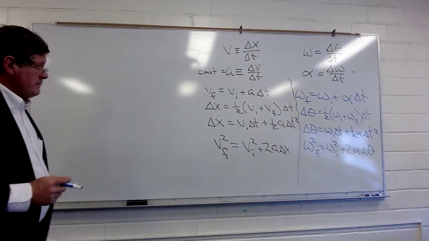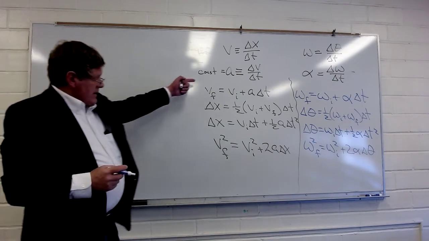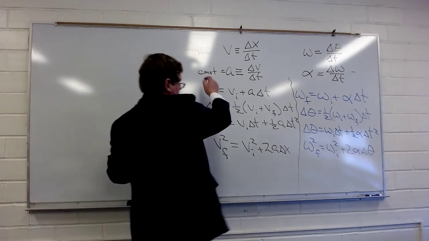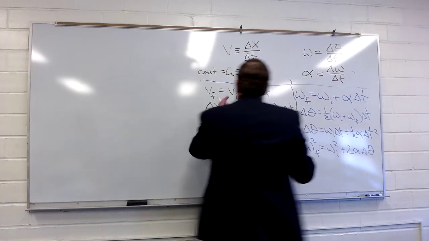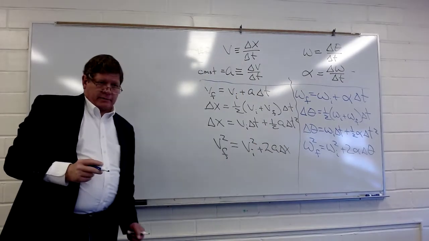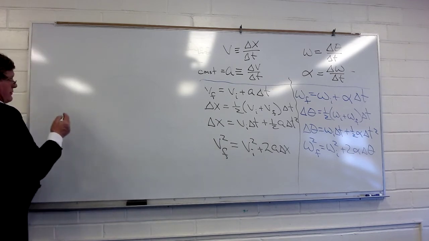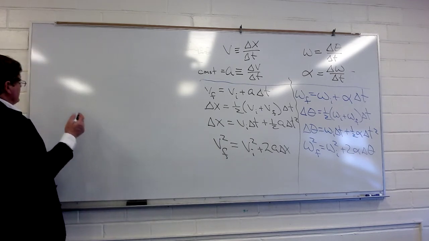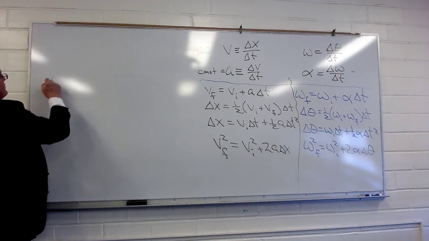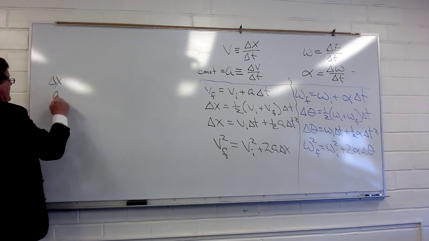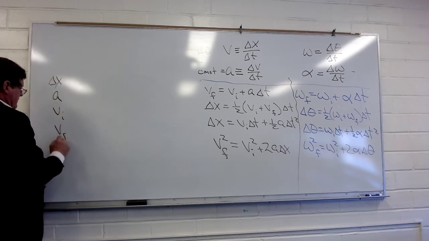Okay. Now, you remember how we used these equations to solve linear problems. We always set up our 5 players for any kinematics problem, and that was delta x, a, v initial, v final, and delta t.